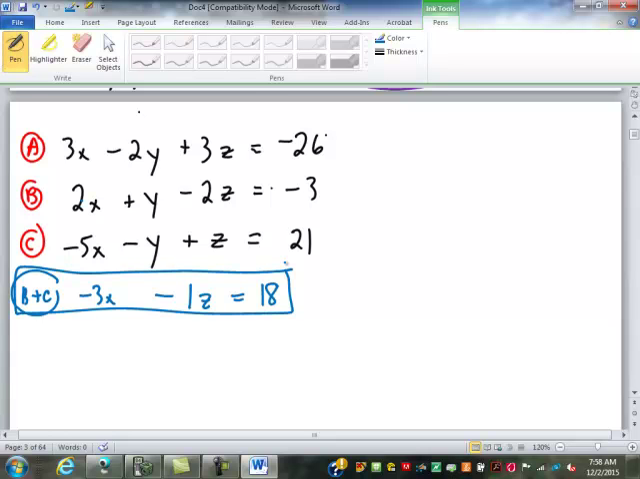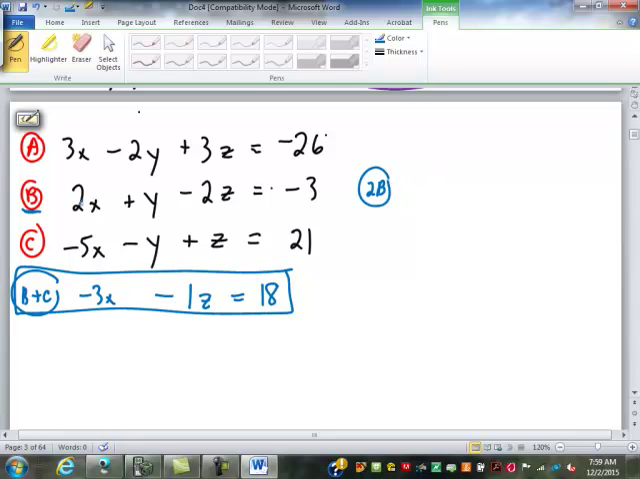Now, I am going to keep equation B. I'm going to use equation B again, but I have to use equation A. And I have to eliminate y. I eliminated y the first time. I have to eliminate y again. It has to be the same variable that I get rid of. So I have to do 2 times equation B.